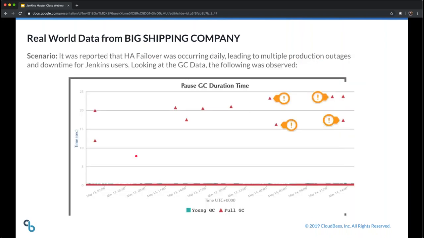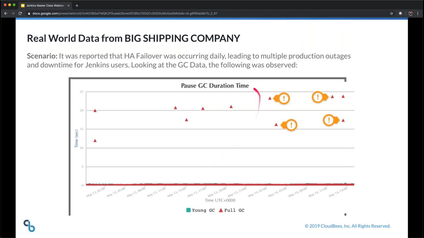So, some more real world data from a big shipping company that we worked with. This is a great story where we've got an enterprise Java deployment affecting hundreds of developers using multiple masters. The problem they were experiencing was that HA was failing over multiple times daily, and during those failover times, you know, they added it up. This is multiple hours lost a day for their development cycles.